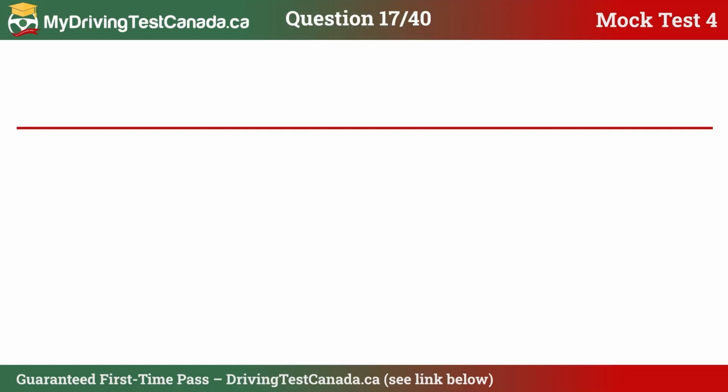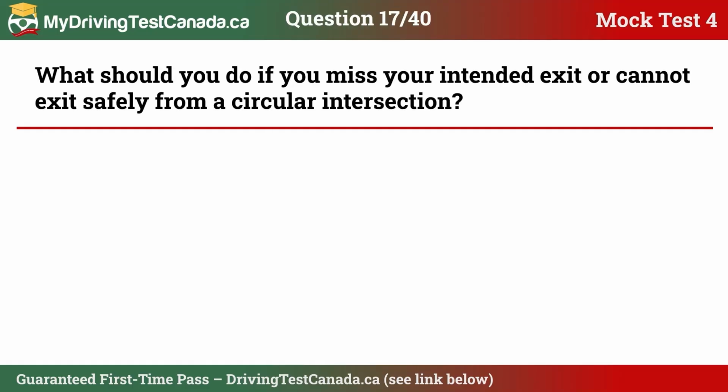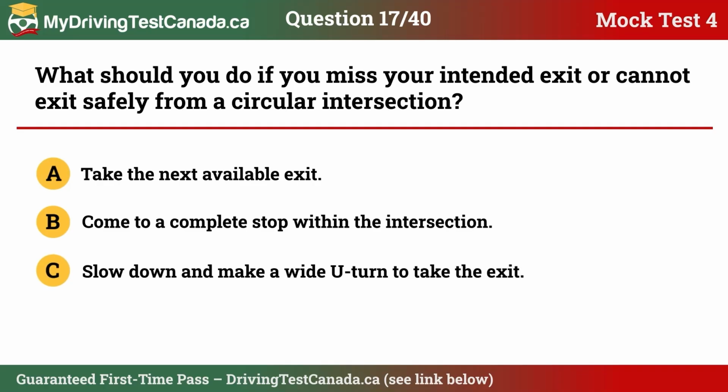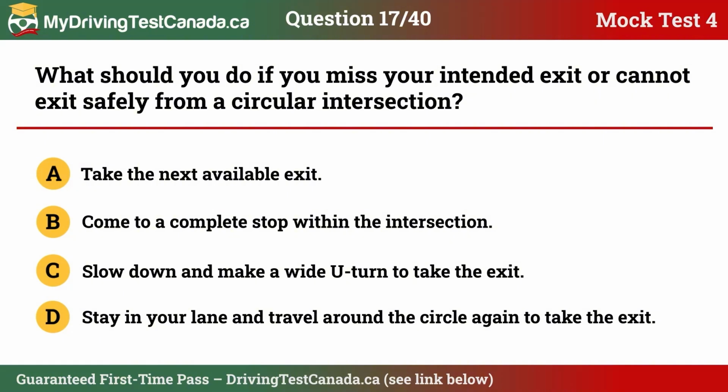Question 17. What should you do if you miss your intended exit or cannot exit safely from a circular intersection? A. Take the next available exit. B. Come to a complete stop within the intersection. C. Slow down and make a wide U-turn to take the exit. D. Stay in your lane and travel around the circle again to take the exit.